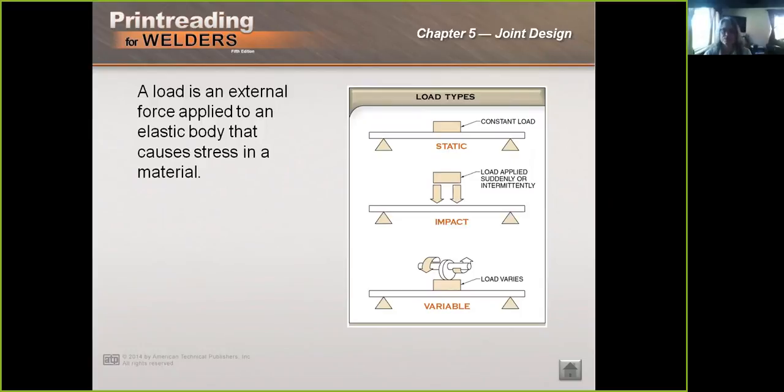The different types of loads can impact how a material behaves or responds. So when we talk about how a material is going to respond to load, we need to think not only about the amount of load, but also the type of load.